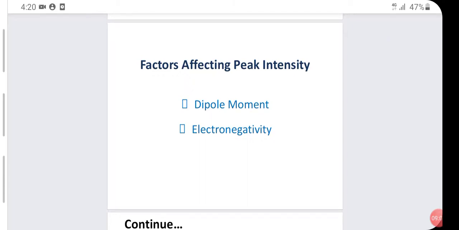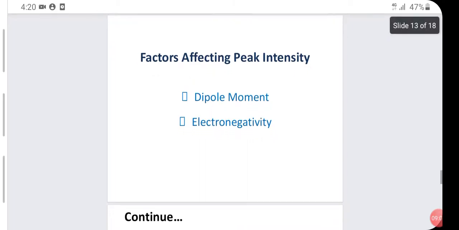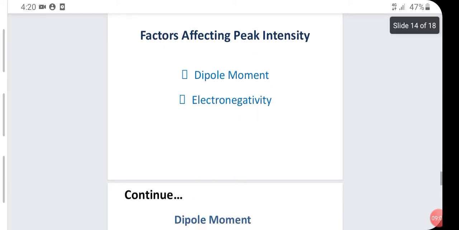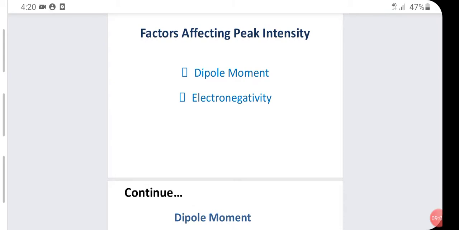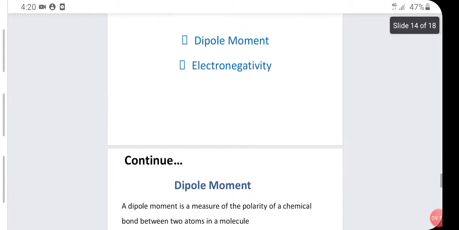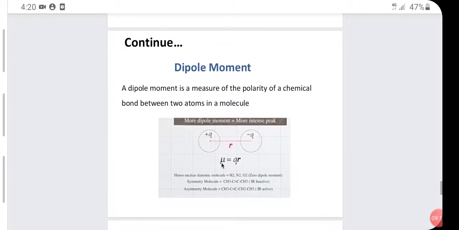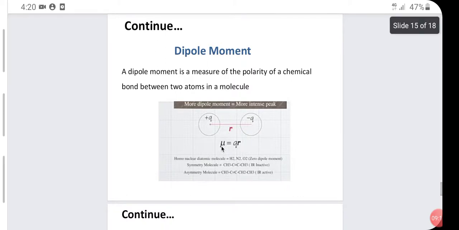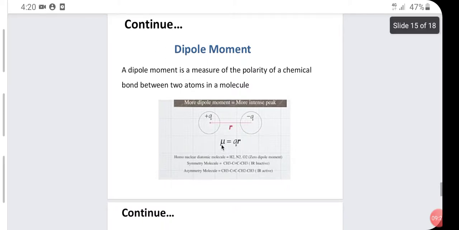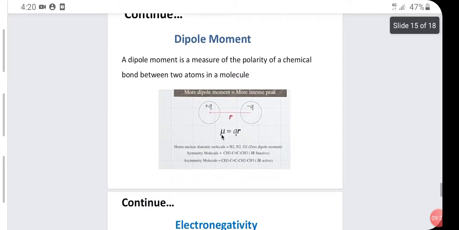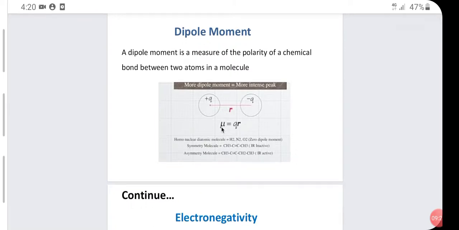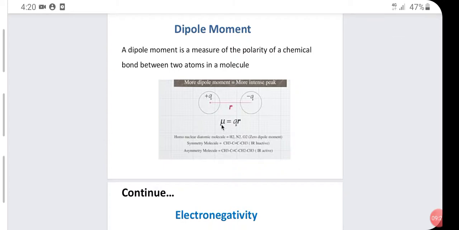Factors affecting peak intensity. There are two factors that affect peak intensity. The first one is the dipole moment and the second one is the electronegativity. Dipole moment. A dipole moment is a measure of the polarity of a chemical bond between two atoms in a molecule. Dipole moment is represented with the symbol mu and its formula is mu equals QR.